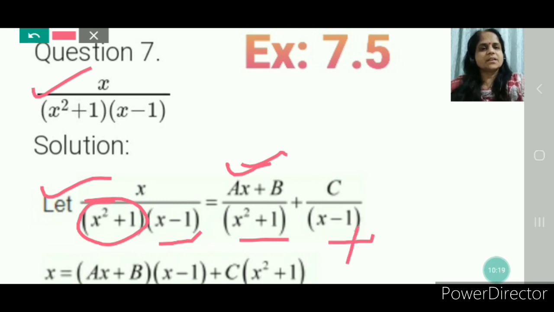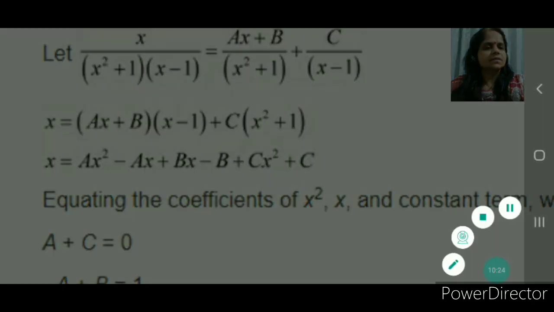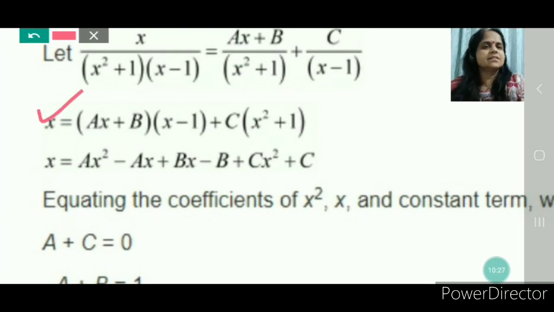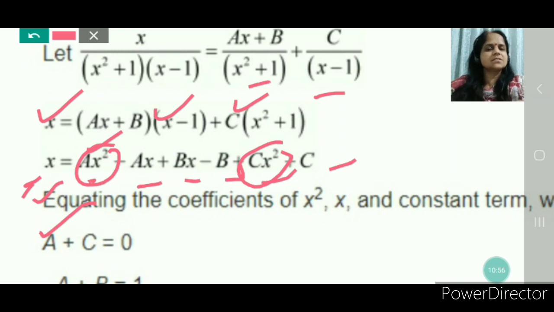Okay, and now take the LCM. So you will get x here. So (ax plus b) multiplied with (x minus 1) and c with (x square plus 1). Now multiply these brackets, you will get ax square minus ax, bx minus b, cx square plus c. And now equating the coefficient of x square, you will get a plus c is equal to 0. Here the x square coefficient is a and from here it is c, and on the LHS it is 0.